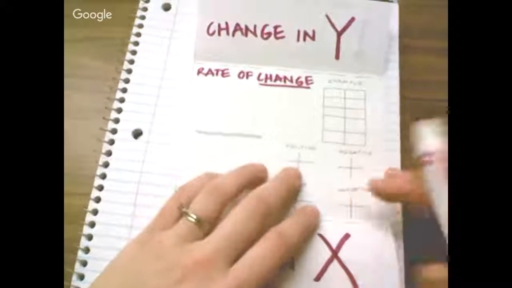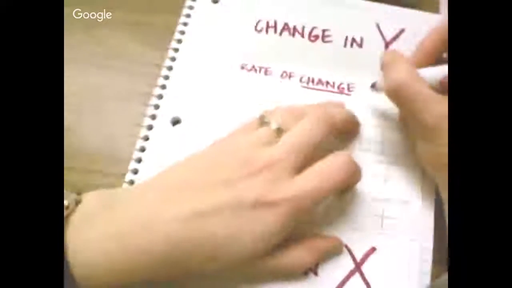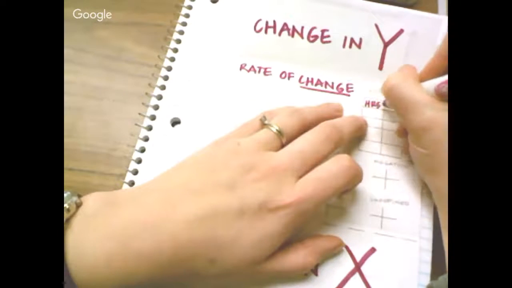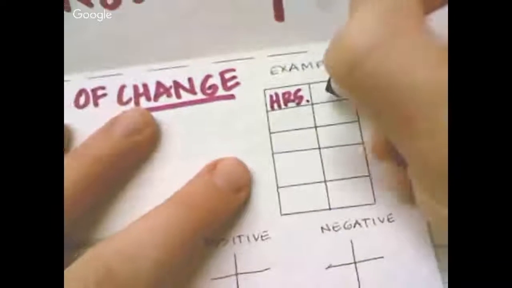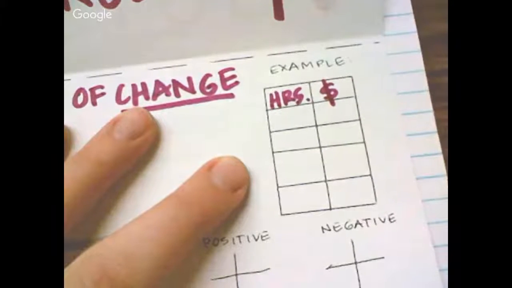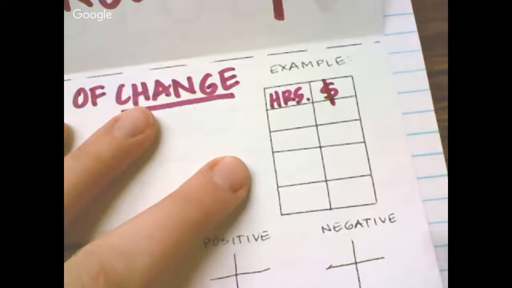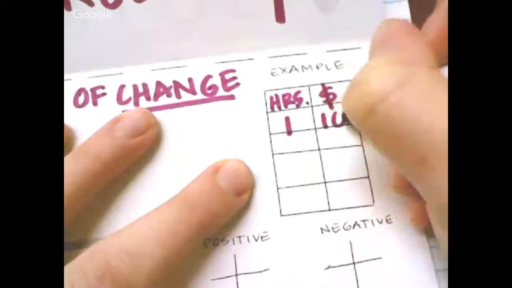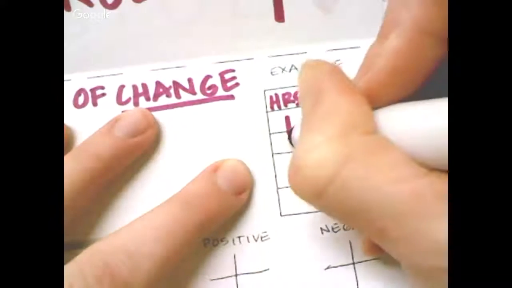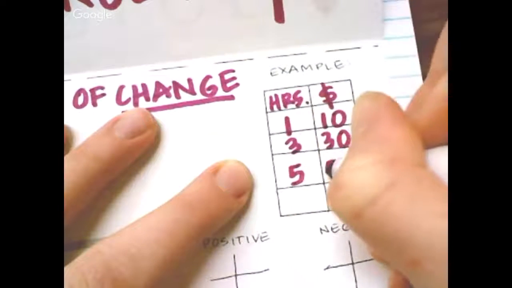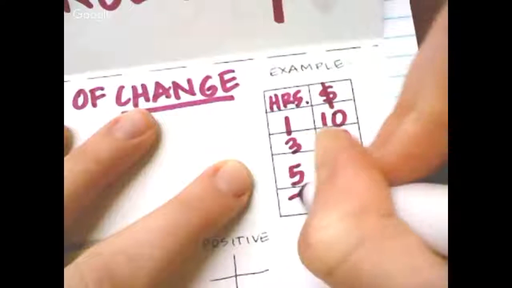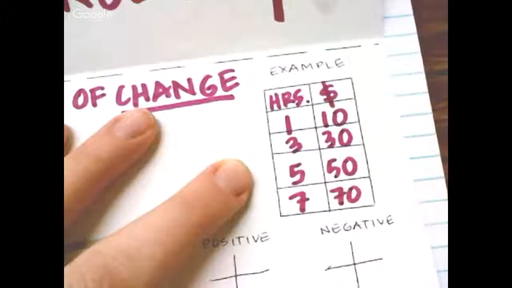So if I look at an example, so let's say I'm talking about hours over, and let's talk about money. So let's say after 1 hour has passed, I've made $10. After 3 hours have passed, I've made $30. After 5 hours have passed, I've made $50. After 7 hours have passed, I've made $70.